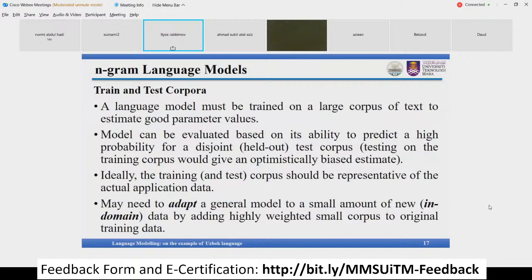Training and test data. The language model must be trained on a large corpus of text to estimate good parameter values. The model can be evaluated based on its ability to predict high probability for a disjoint test corpus. Ideally, the training and test corpus should be representative of the actual application data. You may need to adapt a general model to a small amount of new data by adding a highly weighted small corpus to the original training data.